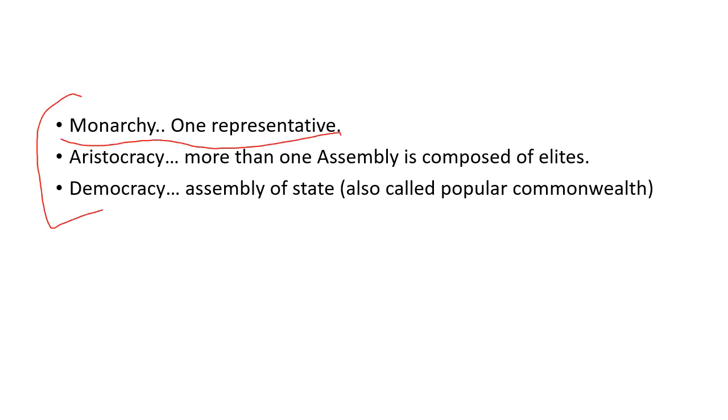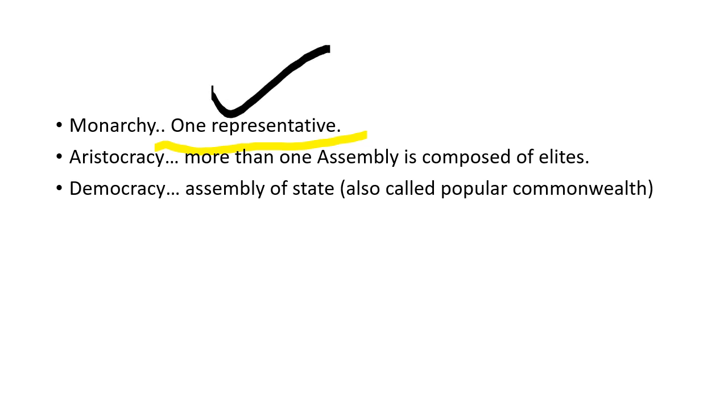The first one was the monarchy. According to him, monarchy is a class of Commonwealth where only one person represents the Commonwealth. That is, one person holds the entire sovereignty. Then such a class of Commonwealth is called monarchy.